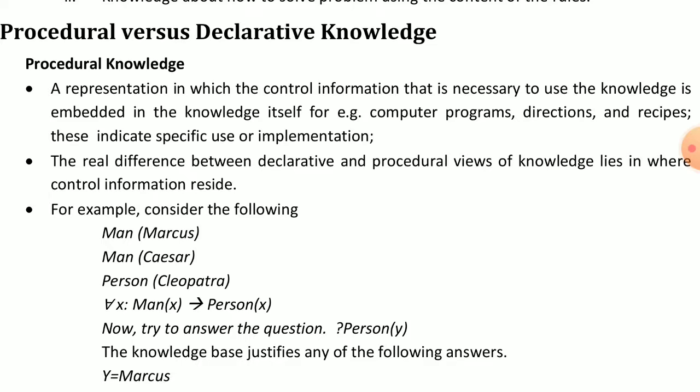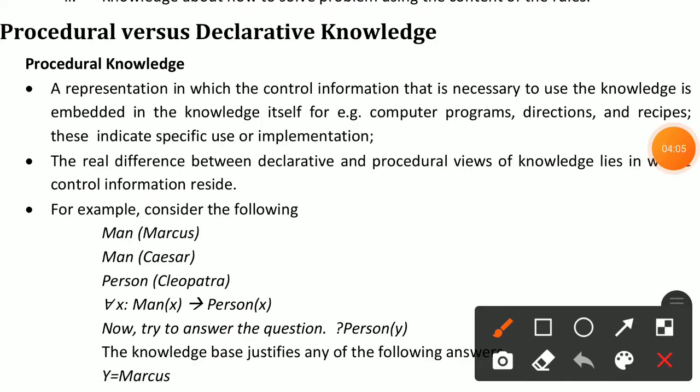Here one example is given. We can consider man(Marcus). Marcus was a man and Marcus was a Caesar. So we can write man(Caesar). Now person(Cleopatra) and for all x, man(x) implies person(x). So these are the basic sentences and we can take the functions of those sentences.